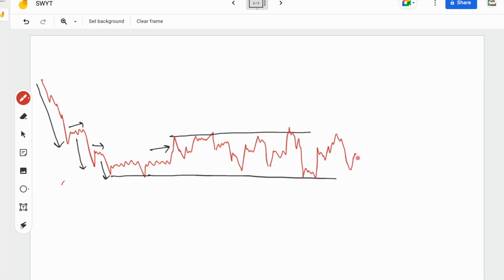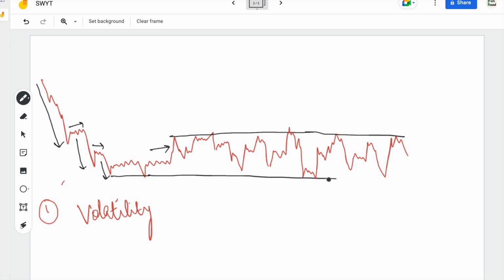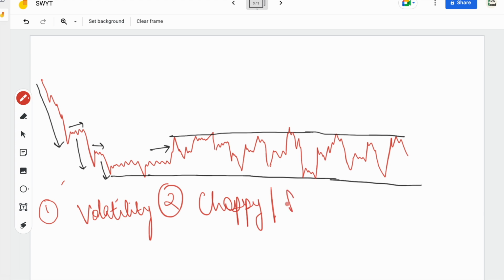So what are the key takeaways? What are the secrets here? The first important point is volatility. The stock in the basing area or stage 1 area will be very volatile between the ranges. You have to understand this. The second secret is a lot of choppiness, up, down or sideways action.